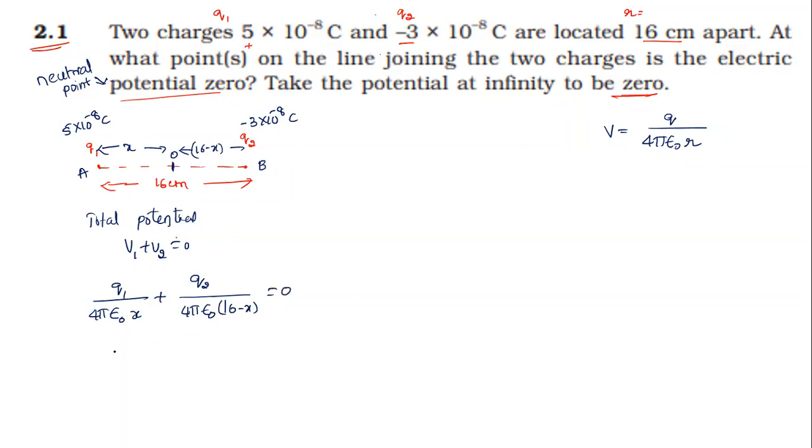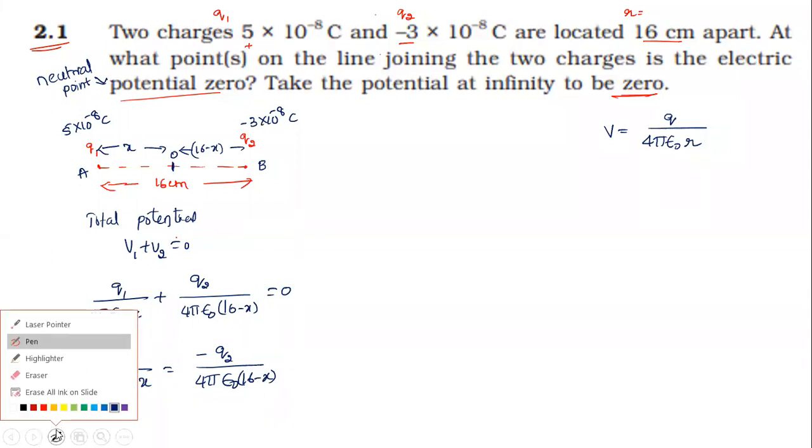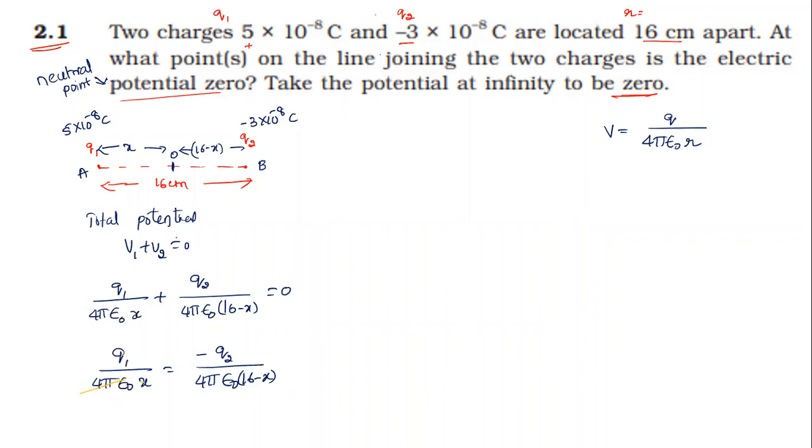That is equal to 0. So it is Q1 divided by 4 pi epsilon naught into X, equal to minus Q2 divided by 4 pi epsilon naught into 16 minus X. Now what is going to cancel here? 4 pi epsilon naught cancels on both sides. Now you go on inserting the values.